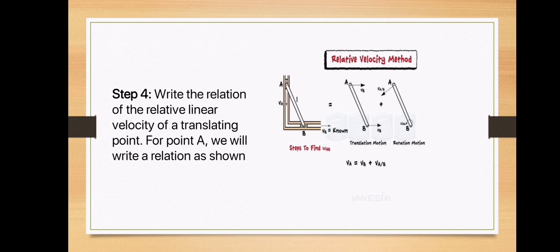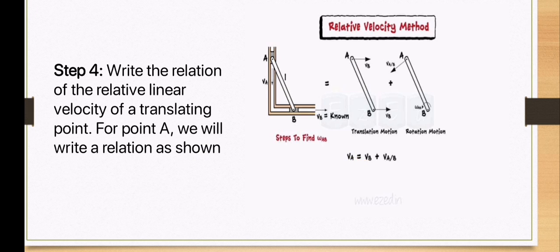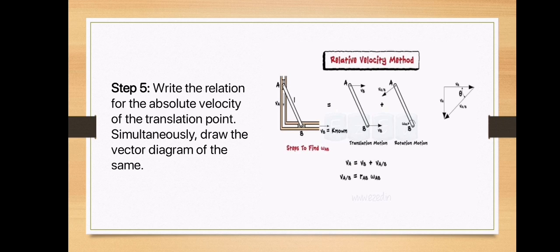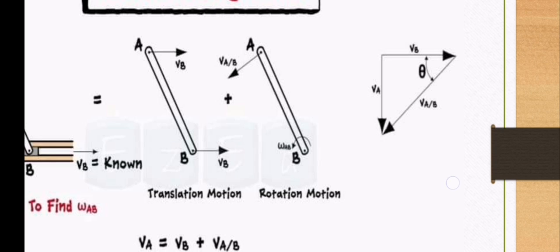Step 4, write the relation of the relative linear velocity for a translating point. For point A, we will write a relation as shown. Step 5, write the relation for the absolute velocity of the translation point. Simultaneously, draw the vector diagram of the same. So here is the vector diagram.